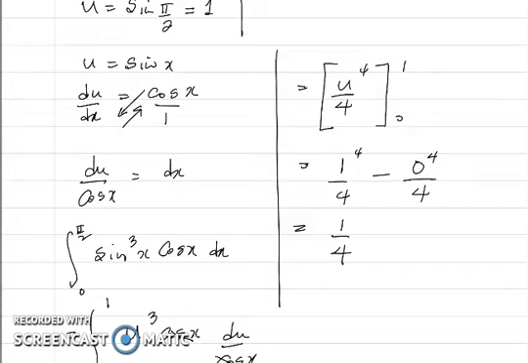0 to the fourth power is 0. 0 divided by 4 is still 0. 1 to the fourth power is 1, so the answer is 1 over 4. All right.